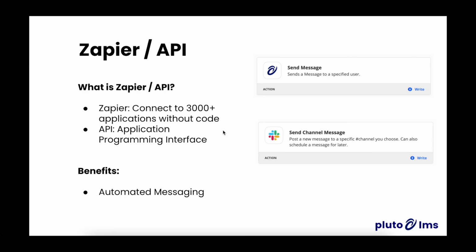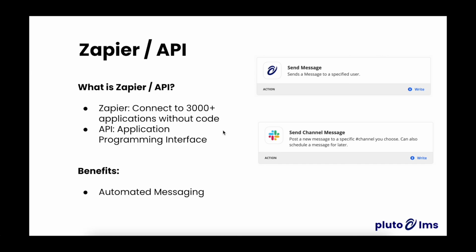API is an application programming interface. The API just gives you the ability to write your own code and connect to the system without the need for Zapier. But typically, if you don't have a developer and you don't understand code, we recommend the Zapier route. We do have separate webinars on this. So if you look on our YouTube channel, we do discuss Zapier and API in length.